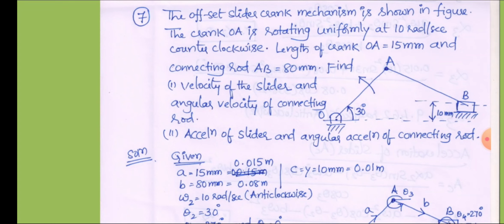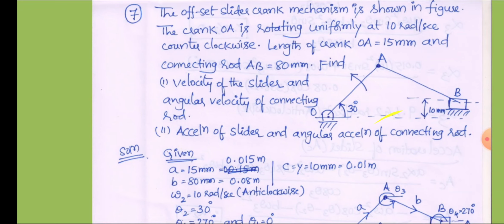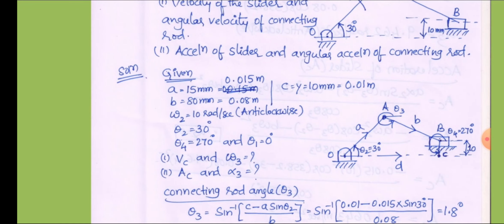Then if I look at the diagram, I can list out two more things. One is 30 degrees. What is this 30 degree? It is theta 2. And what is this 10 mm? That is small c or small y, which is equal to 10 mm. So divided by 1000 gives 0.01 meters.